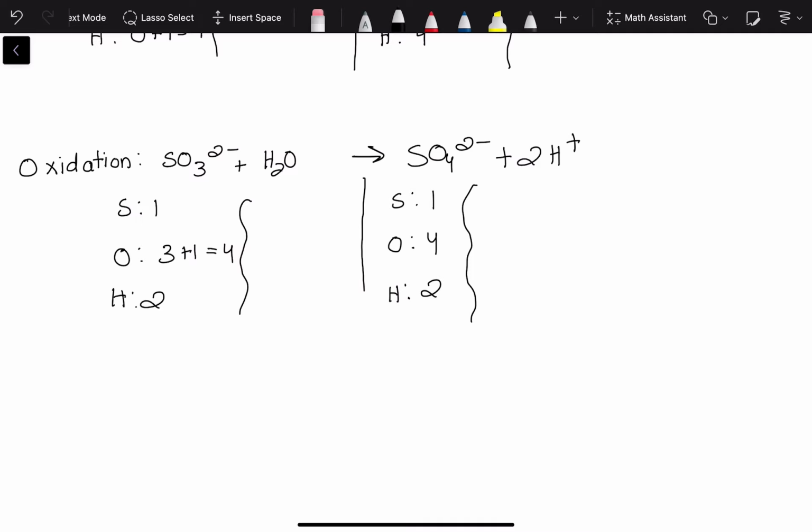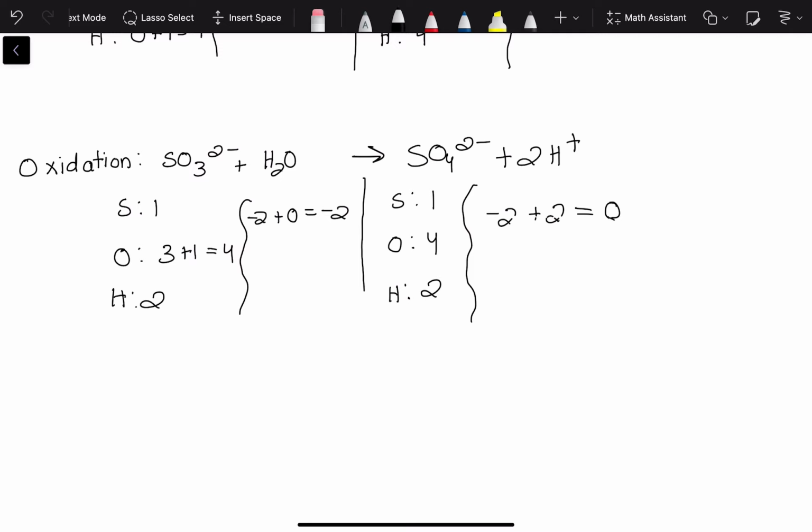Okay. So we can see that SO3 gives us an overall charge of 2 minus, so -2, and H2O has a neutral charge. So overall, the left side of this half reaction is -2. On the right side, we have a -2 from the SO4, and now we have a charge of 2 plus from the hydrogen ions that we added. This will give us an overall charge of 0.